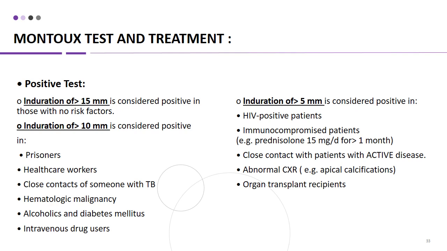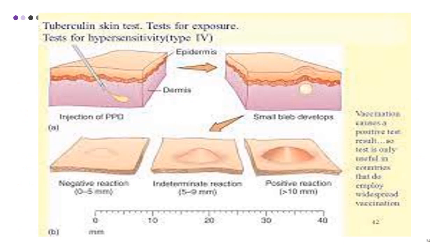as positive. Induration of more than 5 millimeter is considered positive in HIV positive patients, immunocompromised patients who are taking steroids, example prednisolone, for more than 1 month, close contact with a patient with active disease, abnormal chest X-ray, example showing apical calcifications, and organ transplant recipient patients. So in these patients, induration of even more than 5 millimeter is sufficient to be considered as positive. So this is how the induration is measured in the tuberculin test.